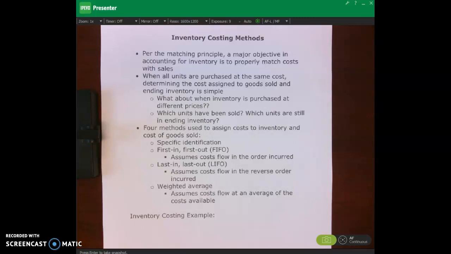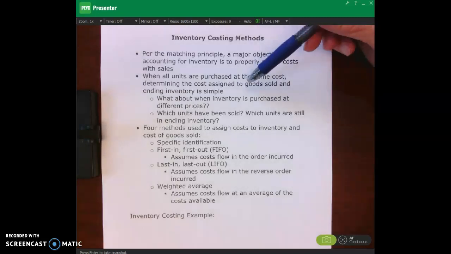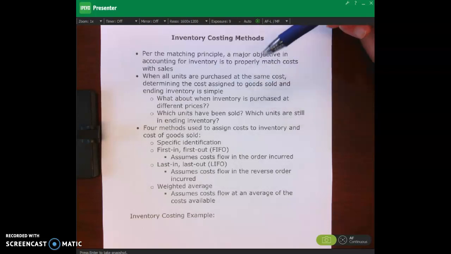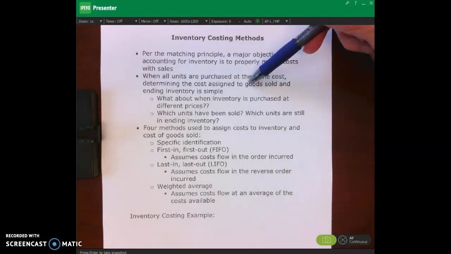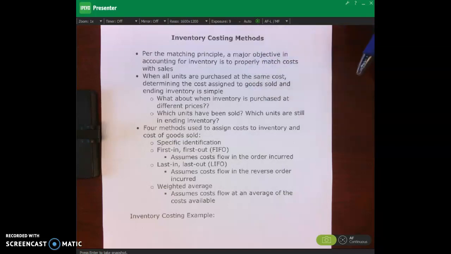Well, different suppliers. You know, maybe one company says, well, we raised our prices. Maybe inflation over time. Okay? So there are various reasons, such as switching suppliers, inflation, or even deflation, that cause prices to rise or fall. Okay, and so we can't assume that we purchased everything at the same cost. That's just not going to be true.